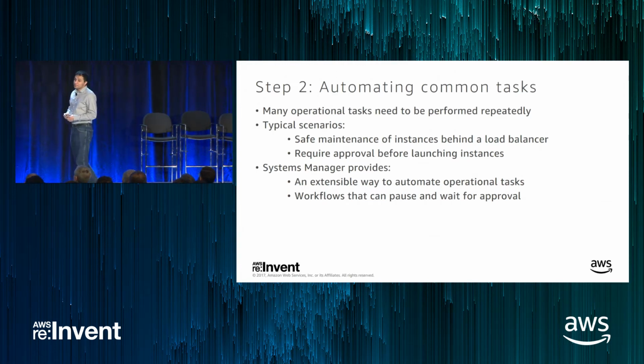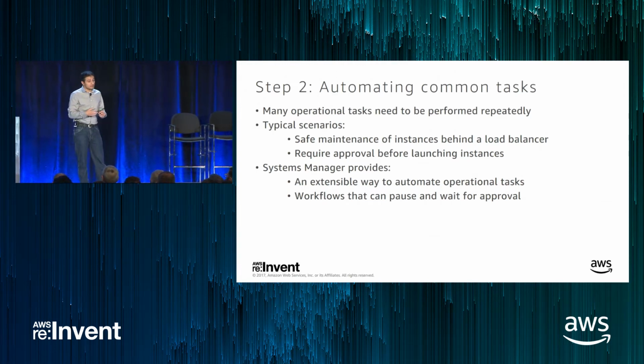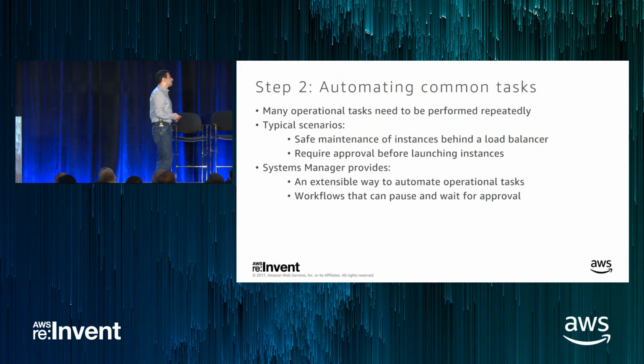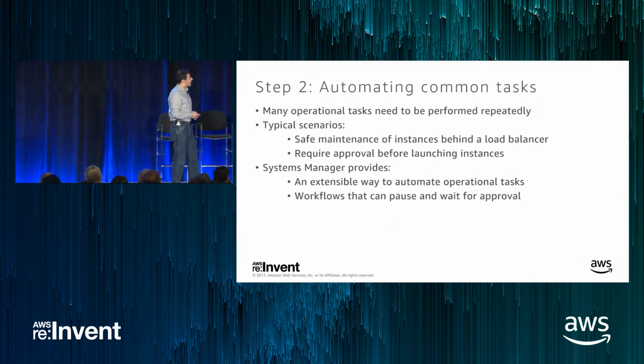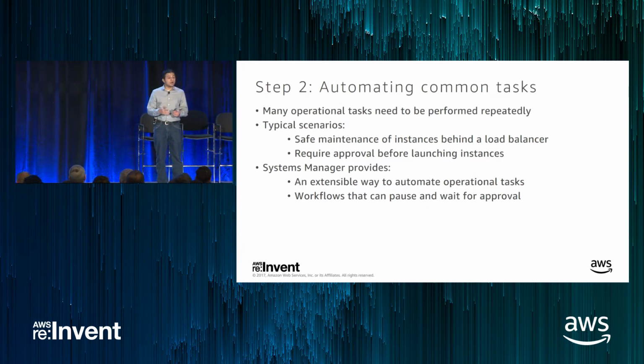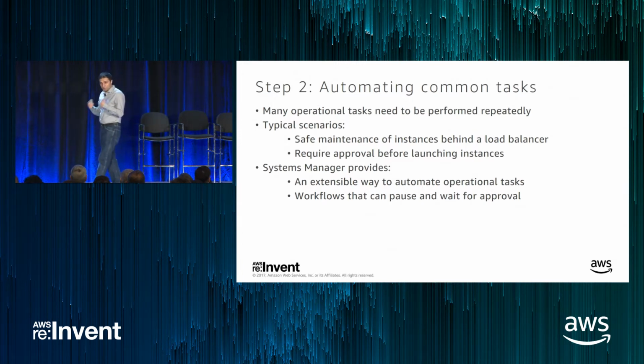Another example could be that maybe your IT policy is that anytime a new instance is launched, it requires a manual approval. That might be another example of a common action that gets done repeatedly. And lastly, another very common scenario is automating AMI creation. Every month, a set of patches come out. You want to make sure that you have the latest AMIs and updates before you start rolling out those Amazon machine images.